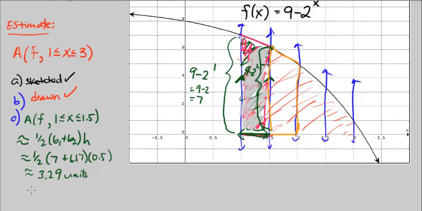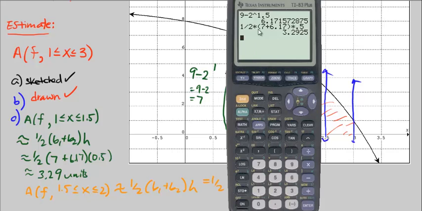The area from 1.5 to 2 is approximately 1/2 base 1 plus base 2 times height, which is 1/2. Well, what's this base? Remember, it's the same as it was on the other side. You plug 1.5 into the equation. So what was that? We plugged in 1.5 and we got 6.17.